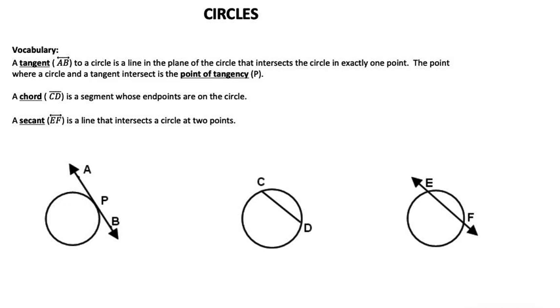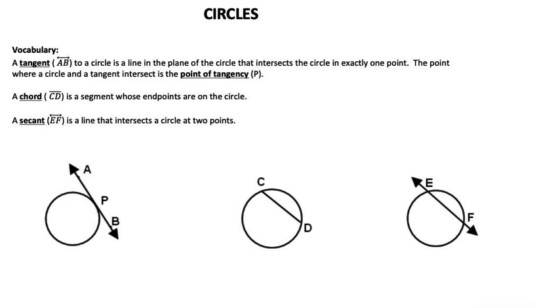In the second illustration, there is a chord. A chord is a segment whose endpoints are on the circle, and the illustration shows chord CD. Another common chord would be the diameter. We know that as the chords get further away from the center, they get shorter, and the largest chord of a circle is its diameter.